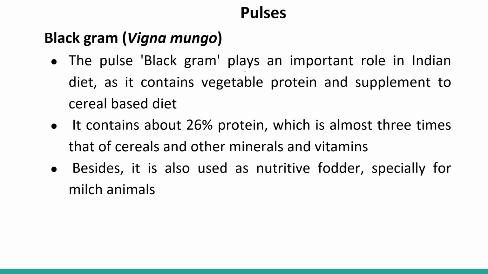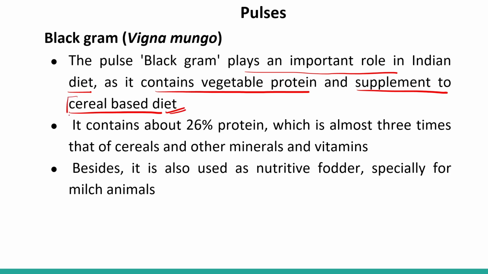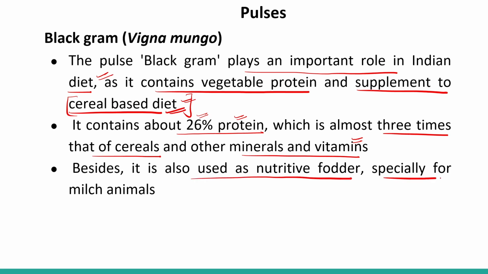The pulse black gram plays an important role in the Indian diet as it contains vegetable protein and is a supplement to the cereal-based diet. So, if we are totally dependent on a lot of cereal for our diet, then we can use this particular type of pulse, right? It contains about 26% protein, which is almost 3 times that of the cereals, and other minerals and vitamins. So it is one of the substitutes for the people whose food is totally based on cereal-based food, right? Besides, it is also used as a nutritive fodder, especially for milch animals.